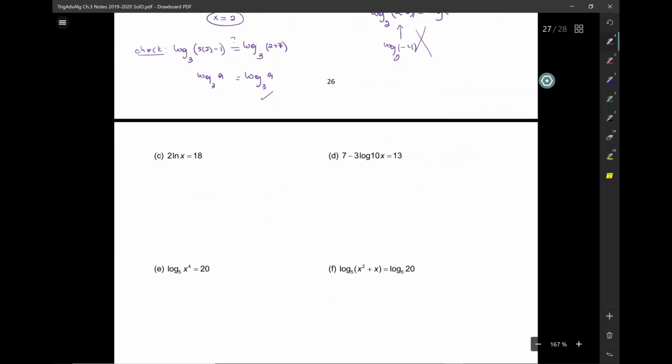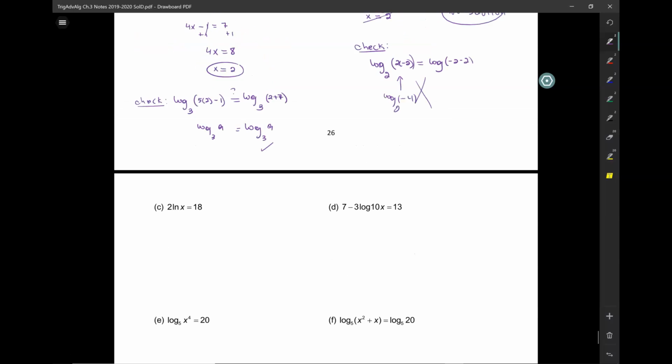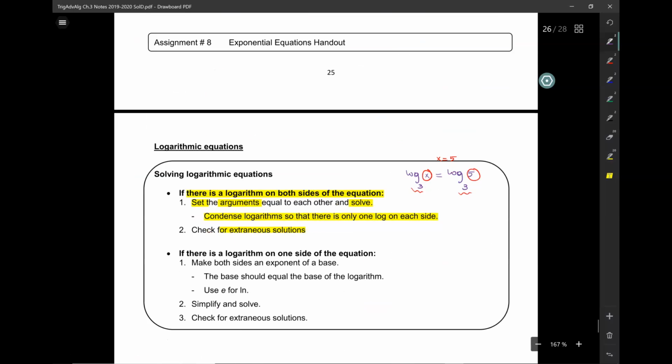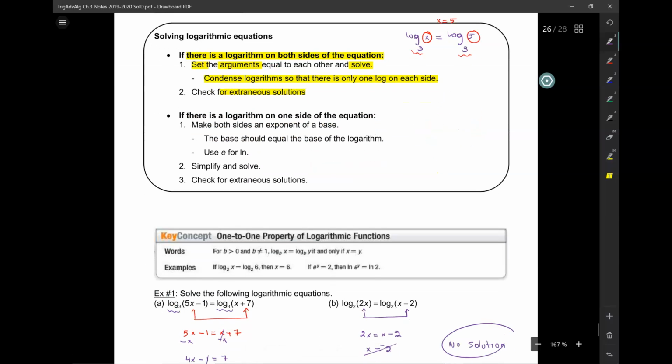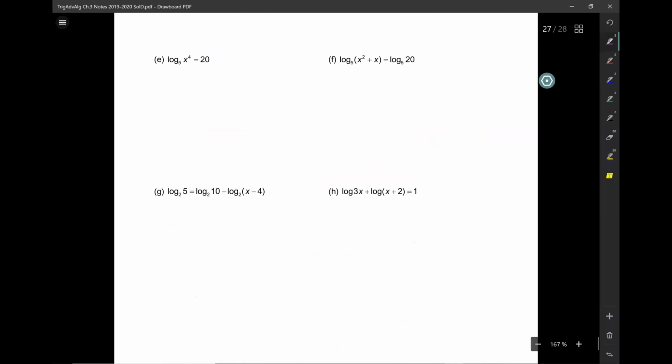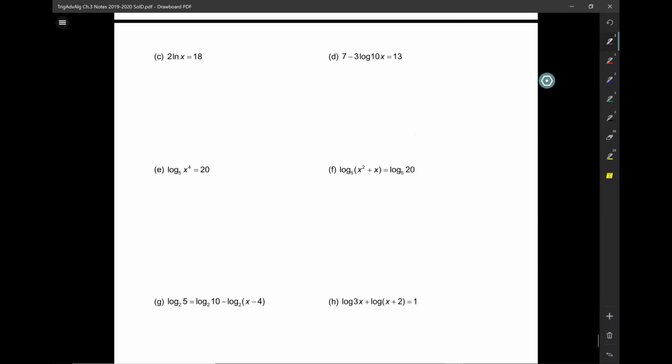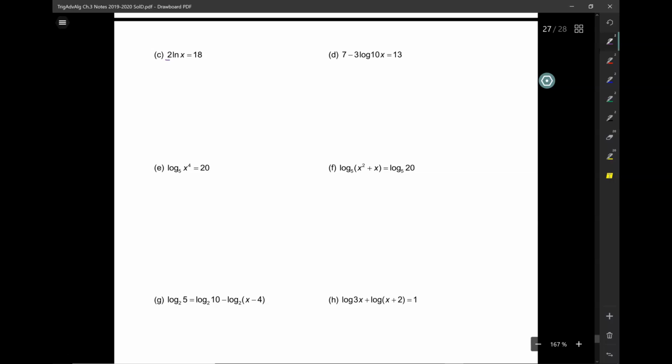All right. Next one. The next one has 1 log, right? Not 2, just 1. So I'm going to give you a different method here. First isolate the logarithm. So divide by 2, divide by 2. And I get ln of x is equal to 9.